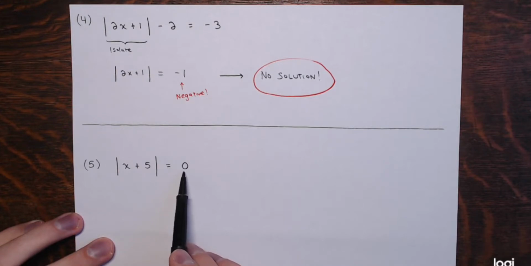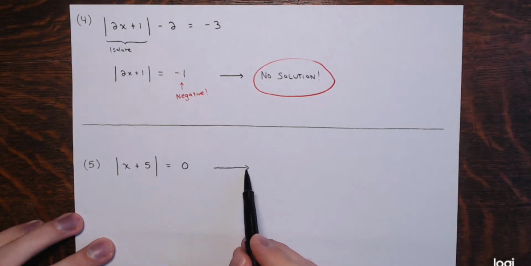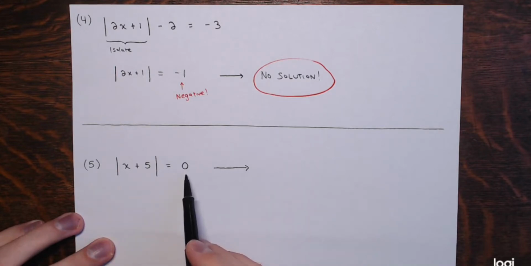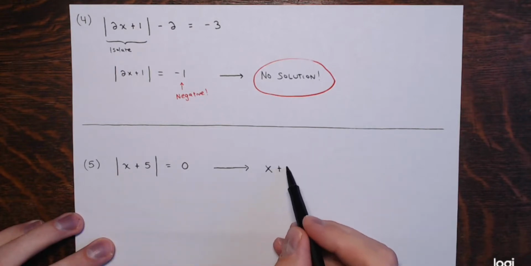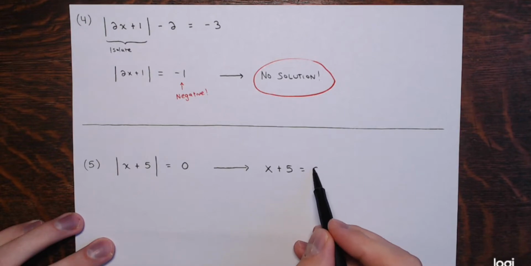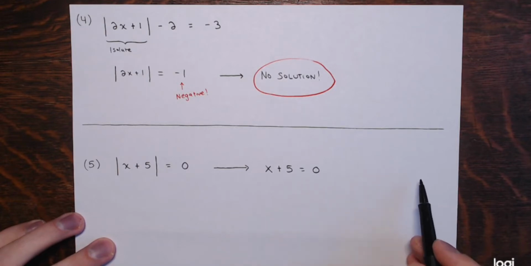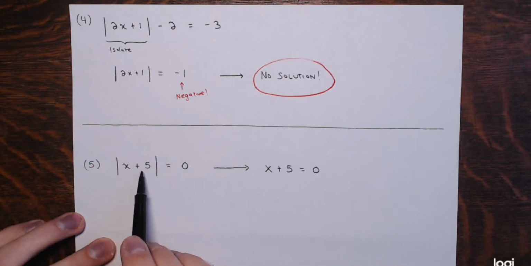Now I mentioned before, the only number with an absolute value of 0 is 0. So the only number I could replace x plus 5 with is 0. There aren't two equations here. Now you could do 0 and the opposite of 0, but the opposite of 0 is 0, so you'd be writing the same equation twice. That'd be silly.